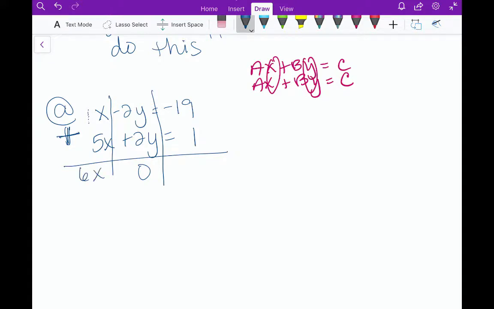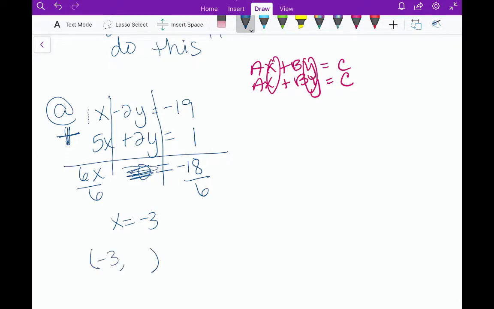1 plus 5 is 6x. The 0 cancels out. Equals -19 plus 1 is -18. To solve for x, I divide by 6 on both sides. x equals -3. Remember, a solution to a system of equations is the point of intersection, and a point has an x value and a y value. I have my x value, that's -3.